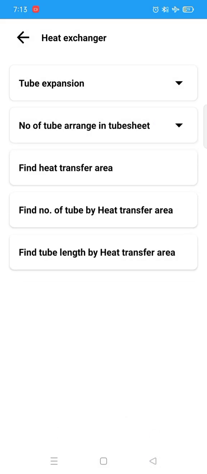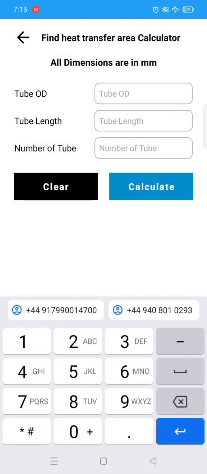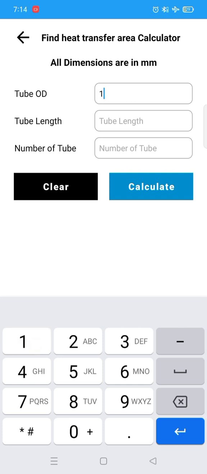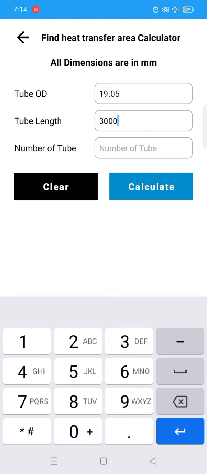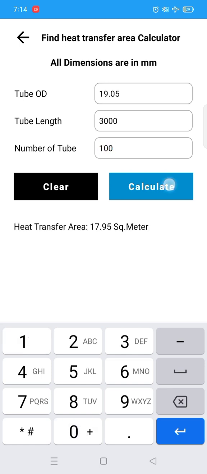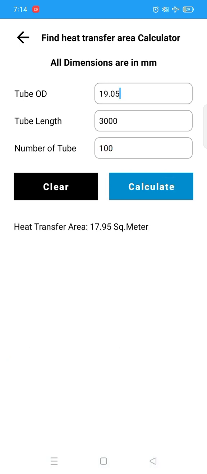Third one is find heat transfer area. You can find heat transfer area by tube OD, tube length, and number of tubes. Enter tube OD 19.05, tube length 3000 mm, 3 meter, number of tubes 100, calculate. So heat transfer area is 17.95.